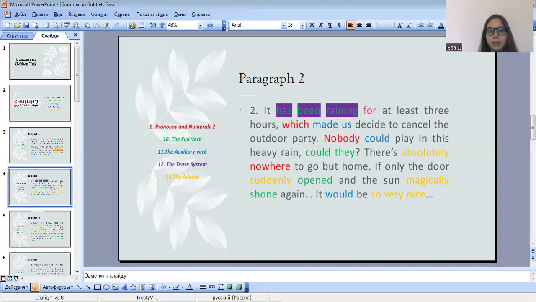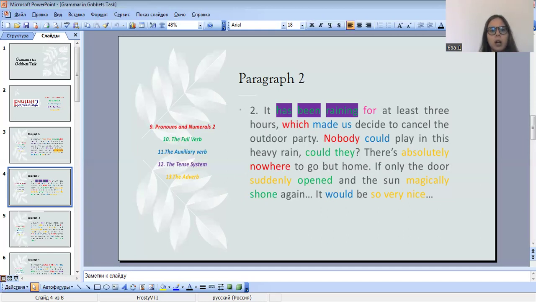Good. Then we also have it would be very nice in the last sentence here. And here, we're talking about the difference between managed and would. So would is used to express a hypothetical situation or wish, so we cannot use managed in this situation.